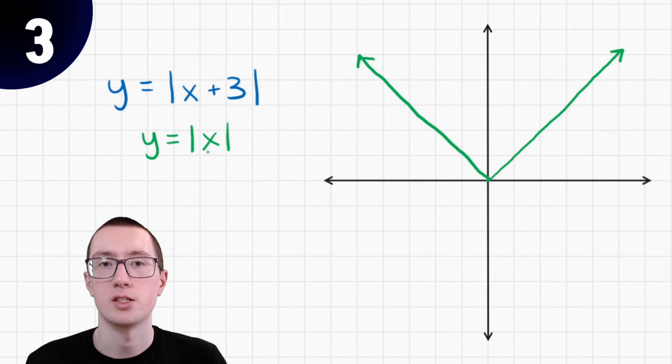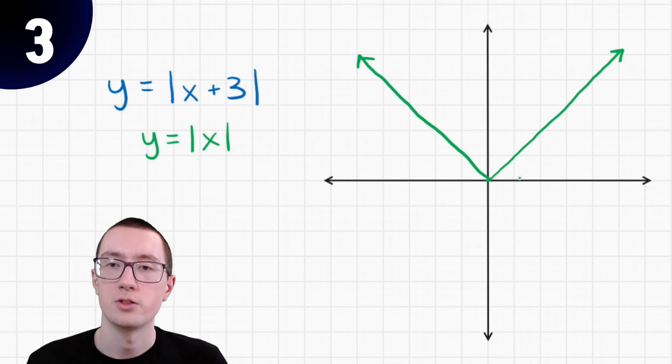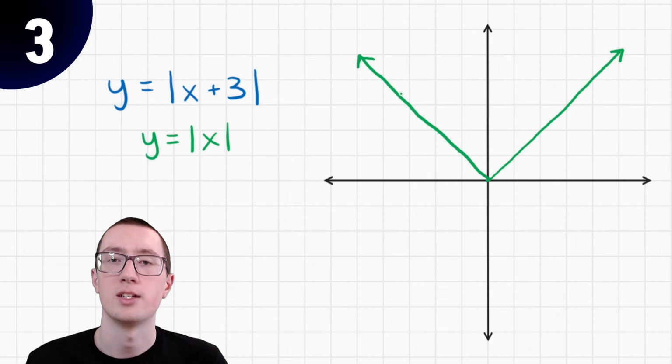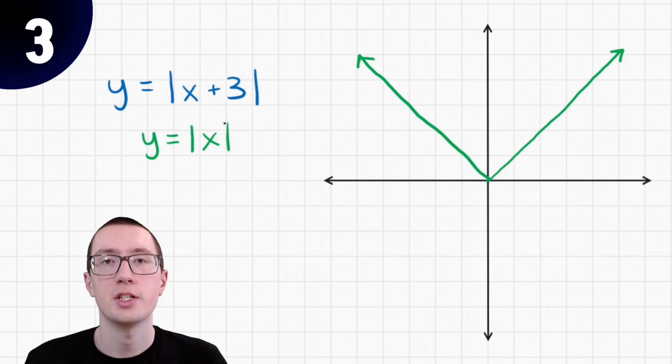Absolute value just means that you take whatever the number is and make it positive if it's not already positive. So y is the same as x here, right? If you go to the right 1, you go up 1. If you go to the right 2, you go up 2. So it's always the same x and y, except on the left side where x is negative, it's just y, but positive. So now we need to figure out what this plus 3 is doing.